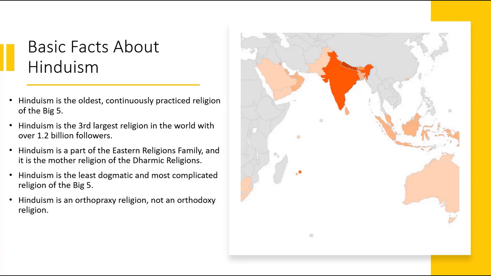Hinduism is an orthopraxy religion. And what do I mean by an orthopraxy religion? Orthopraxy comes from the Greek, ortho meaning right, correct, and praxy meaning practices. Hinduism puts greater emphasis on the right ways of doing ritualization. It's all about ritualization. That's where it places the heart of its religion, the distinguishing factor of its religion: on how you do the religion, its practices. It is not an orthodoxy religion.